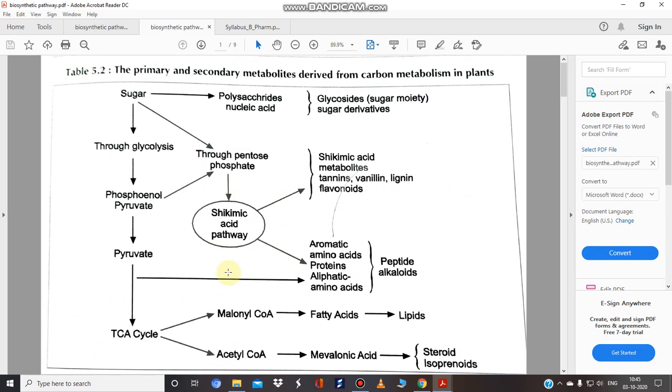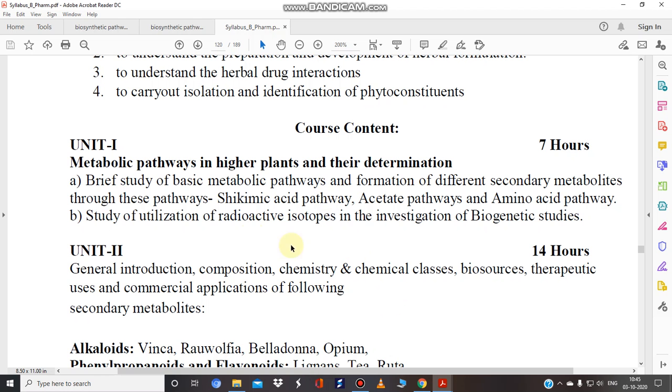If you look here again, we have already discussed that we know the shikimic acid pathway that is in our syllabus, and the mevalonic acid pathway is there. From the shikimic acid pathway we produce different types of derivatives like tannins, lignins, flavonoids and alkaloids. Whereas from the mevalonic acid pathway we produce isoprenoids, that are hydrocarbon, volatile-containing drugs, volatile oils, as well as steroids. So I hope now this will give you a brief idea of what we have to do in this chapter, that is the metabolic pathways in higher plants and their determination.